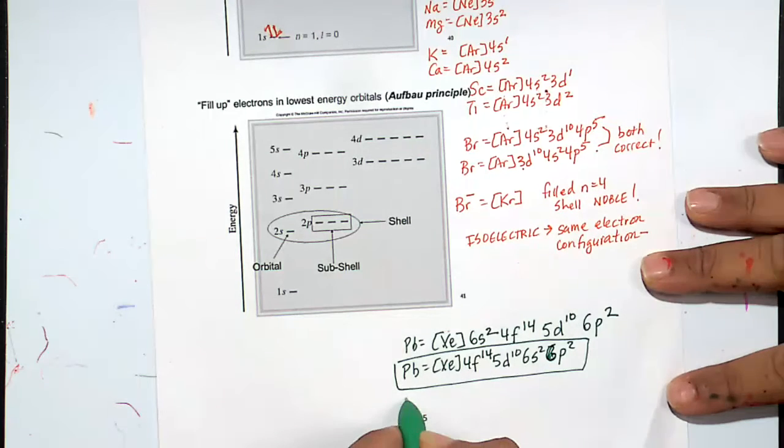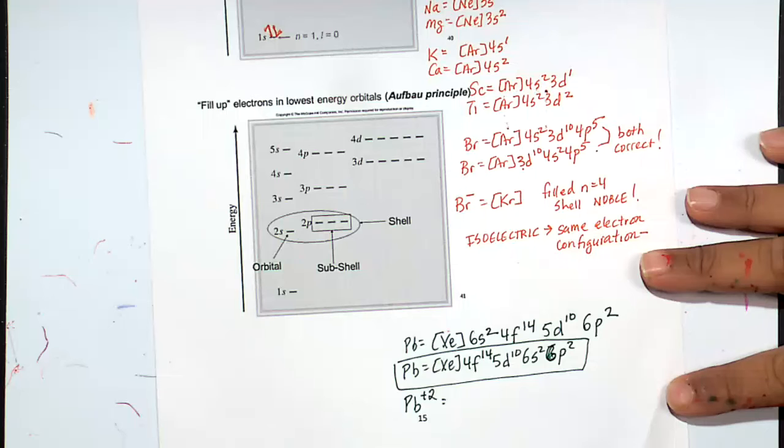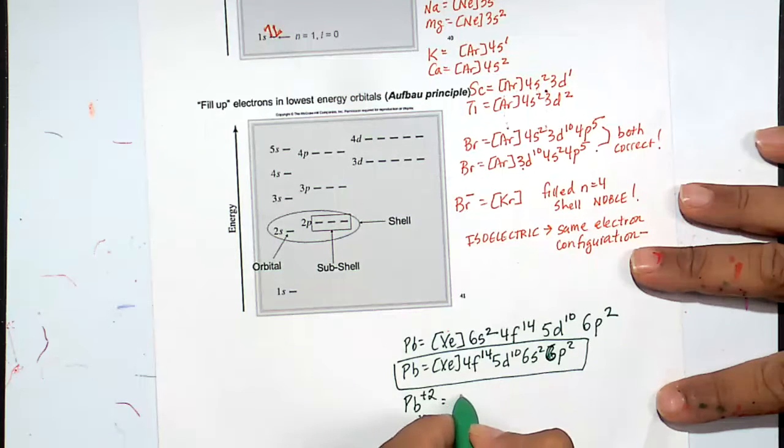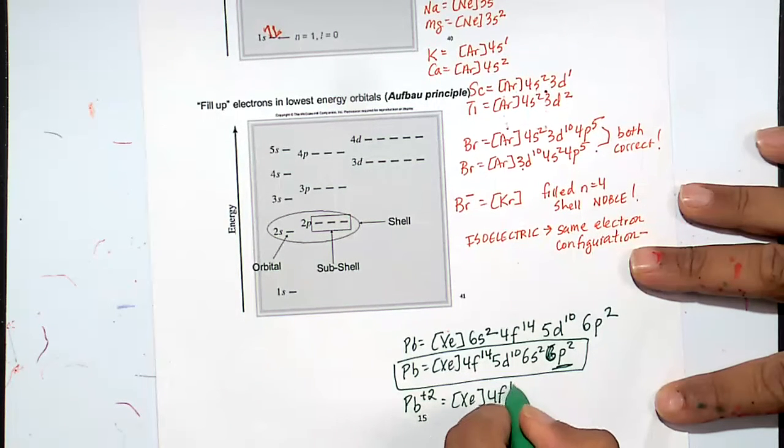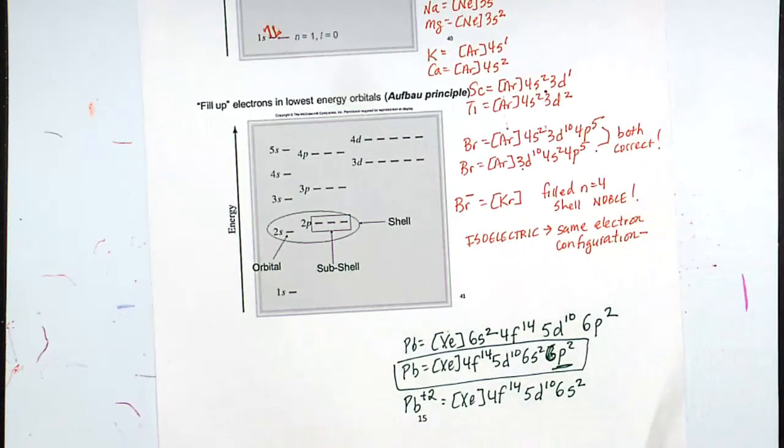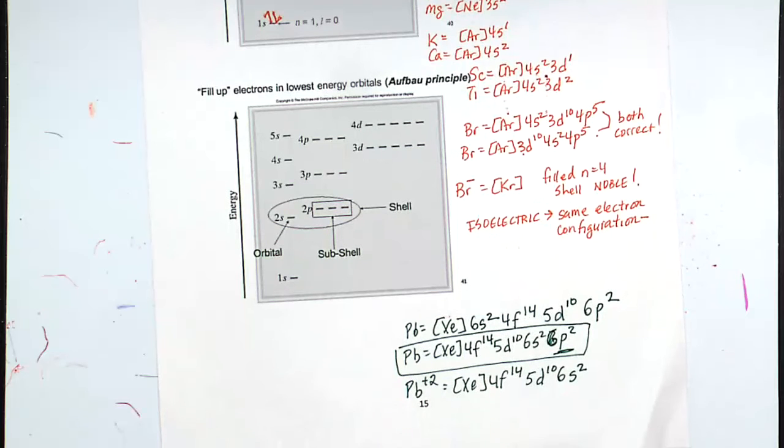Okay, what would Pb2+ be? Pb2+ is going to be xenon. You're going to lose from the p orbital: xenon 4f14, 5d10, 6s2. You lose from the outer shell.